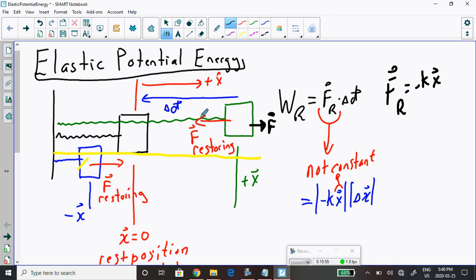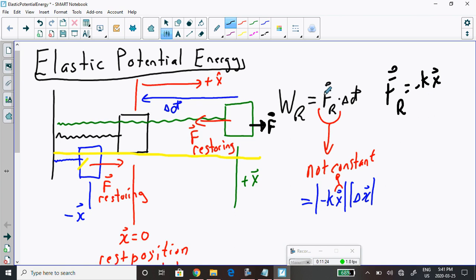Now, if you wanted to calculate the work done by the restoring force, you could try to use this equation right here: force restoring dot displacement. And we now know that force restoring is negative kx, and that the displacement, instead of calling it delta D, let's call it delta x. The issue with this is that this force is not constant.